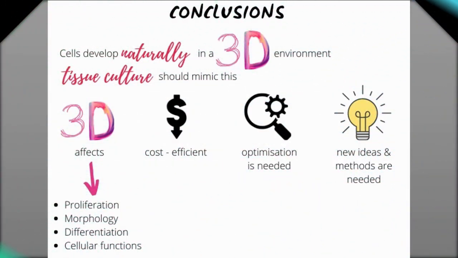Conclusions. Nature is perfect, and cells should be developed naturally in a 3D environment. This must be the main objective to mimic during tissue culture. Second, 3D culturing affects proliferation, morphology, differentiation, and cellular functions.